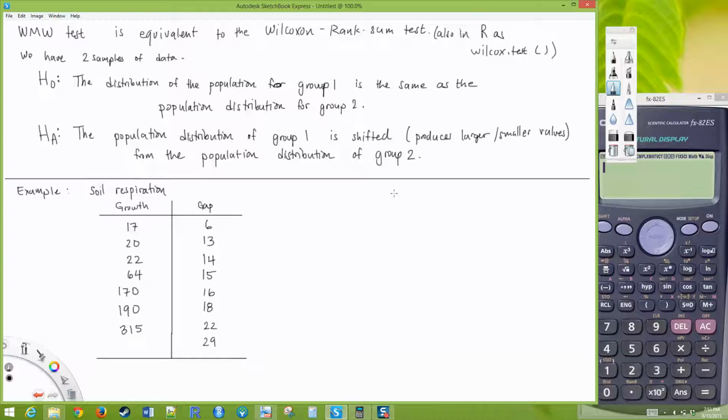So in the context of this problem, our null hypothesis is that we would say the growth and gap areas have the same population distribution.